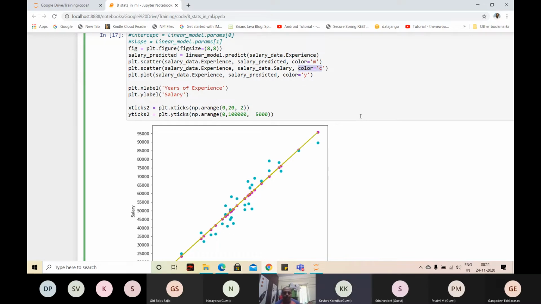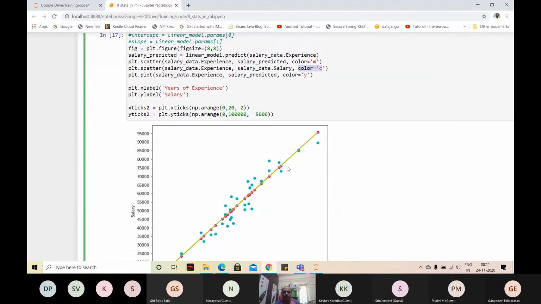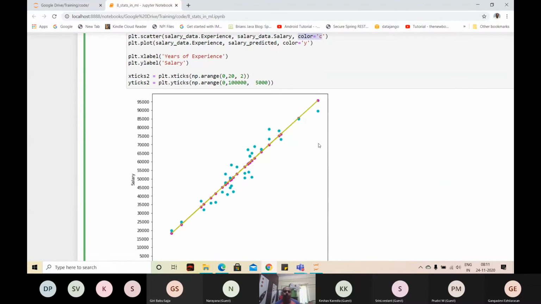Magenta dots are from the linear regression equation. Yes, so that's where they are aligned with the line. So did you guys get it? Did you guys get what he is actually talking about?